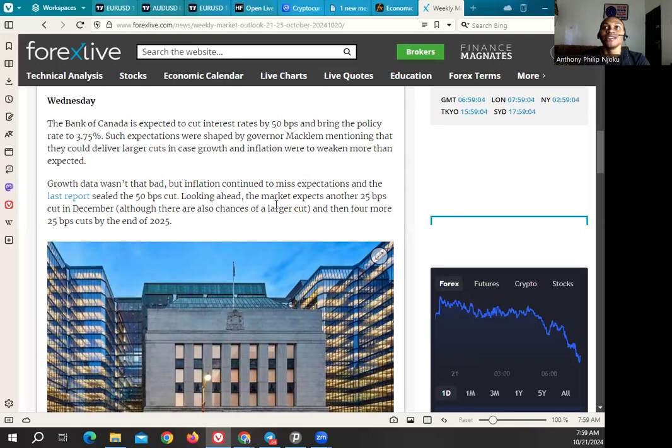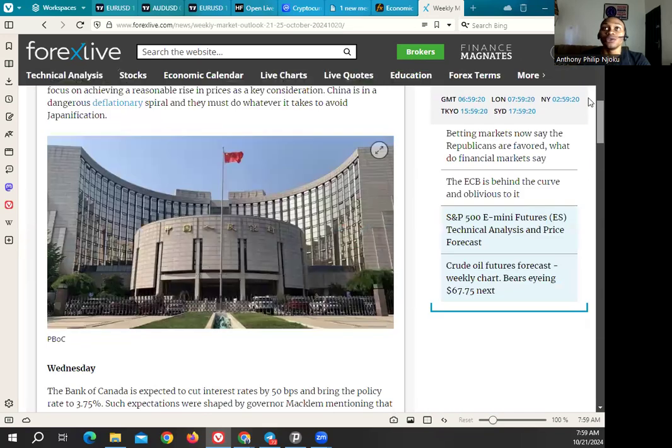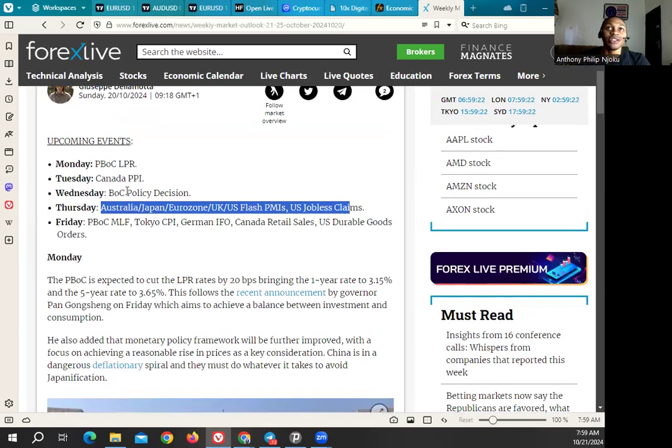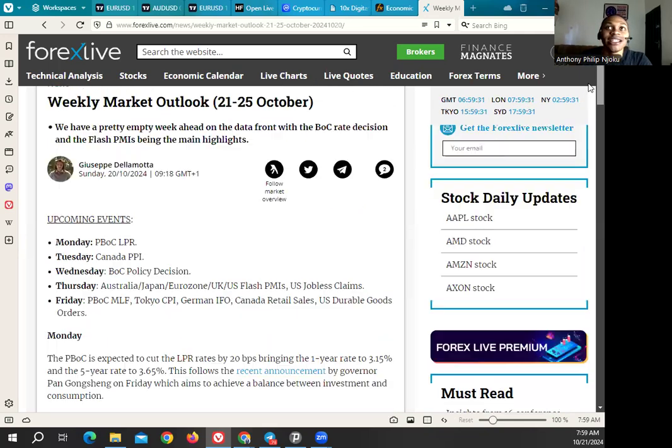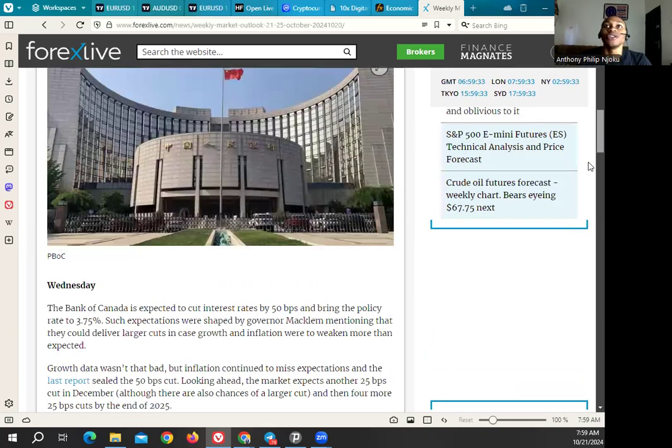Looking ahead, the market expects another 25 base points cut in December, although there are also chances of a larger cut, and then four more 25 base points cuts by the end of 2025. So this is for Bank of Canada. Okay, yeah. This BOC is not Bank of China, it's Bank of Canada. So we're expecting rate cuts in Canada, not China, on Wednesday.